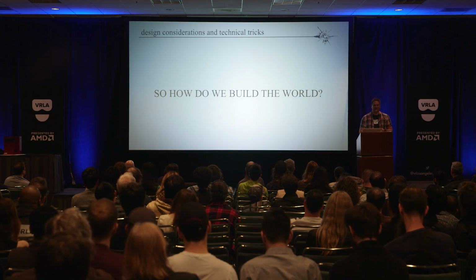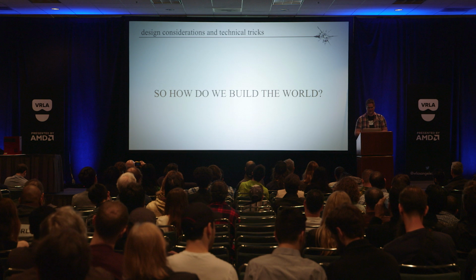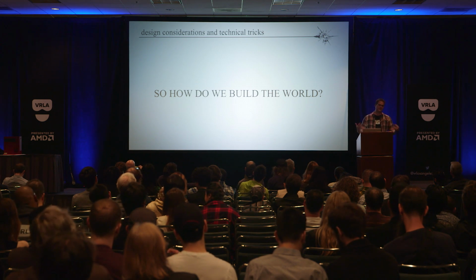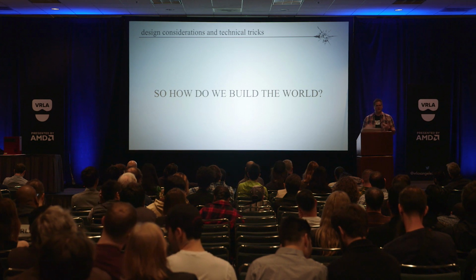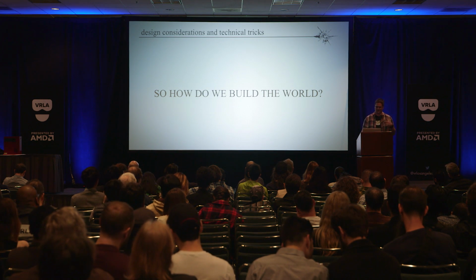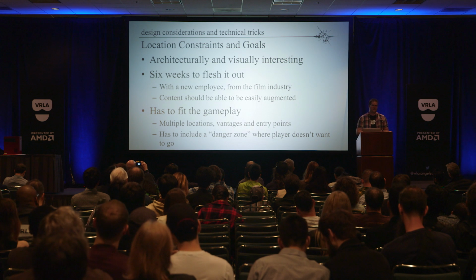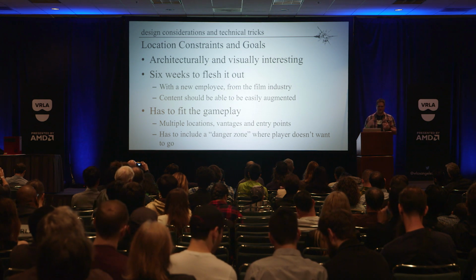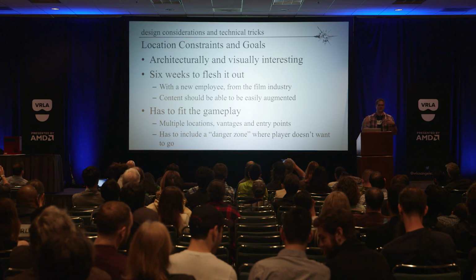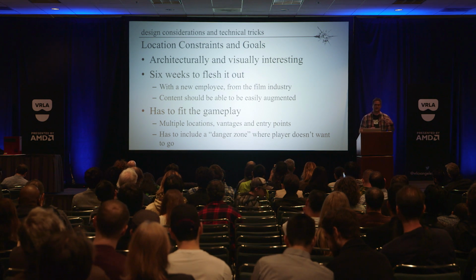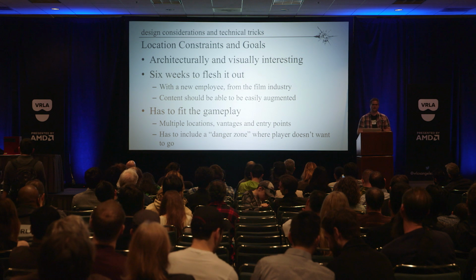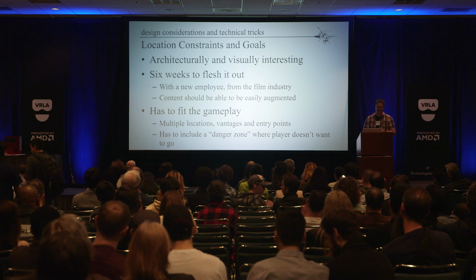So given all that, switching gears a little bit, now we got the design, how do we build the world? Because all that was done in gray box testing, or at least a good bit of it was, but we still didn't have the visual bar or anything. So the location constraints were that we wanted something architecturally and visually interesting that we could use to show off the power of the Unreal Engine, especially in the context of architectural visualization, which is kind of a new market for us that we're trying to get into.